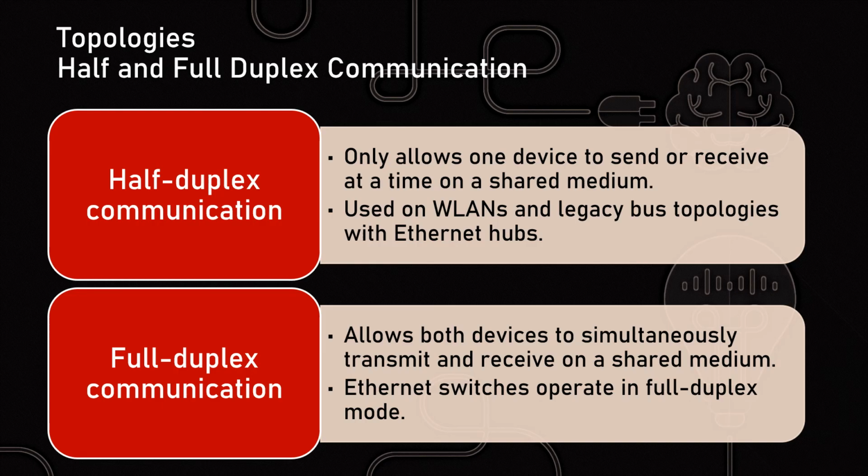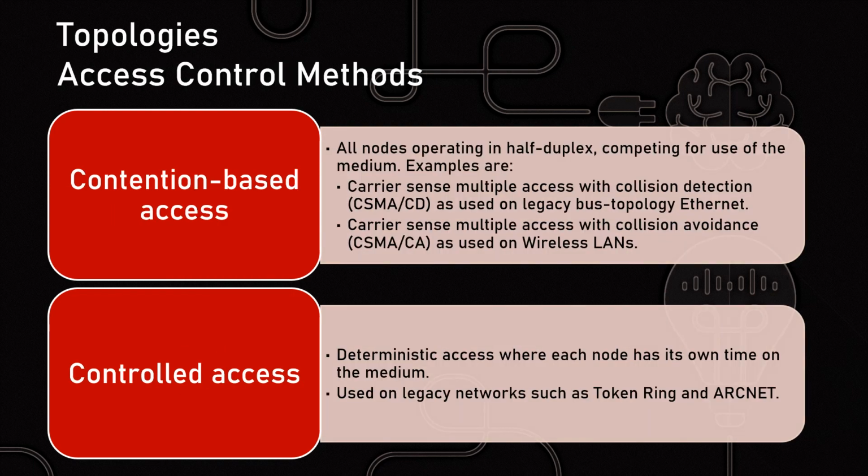Full duplex communication is what more of us are used to. It's very much like a standard telephone conversation where you can simultaneously transmit and receive on the same medium. Now this does mean that there's potential for collision. There's a lot of overlap potential. So we have to make sure that we have collision avoidance and detection methods. Contention-based access is one of the control methods we use to carry this out. If we have all nodes operating in half duplex competing for the use of a medium, we have contention-based access. They are contending with one another in order to try and get their messages out.